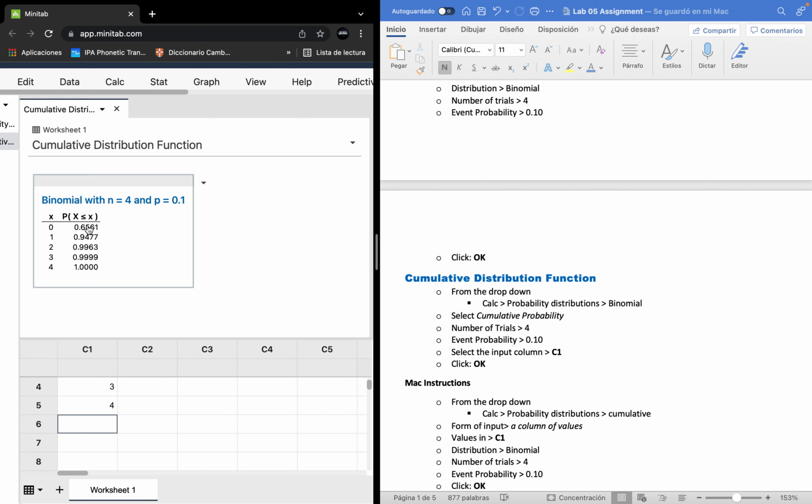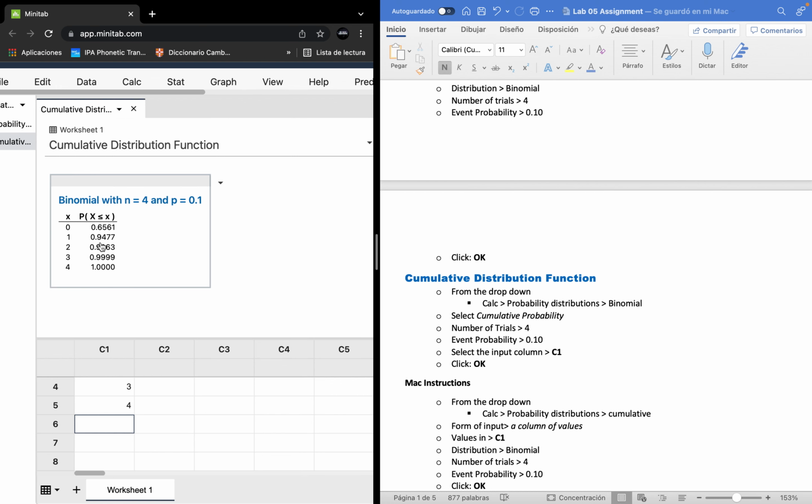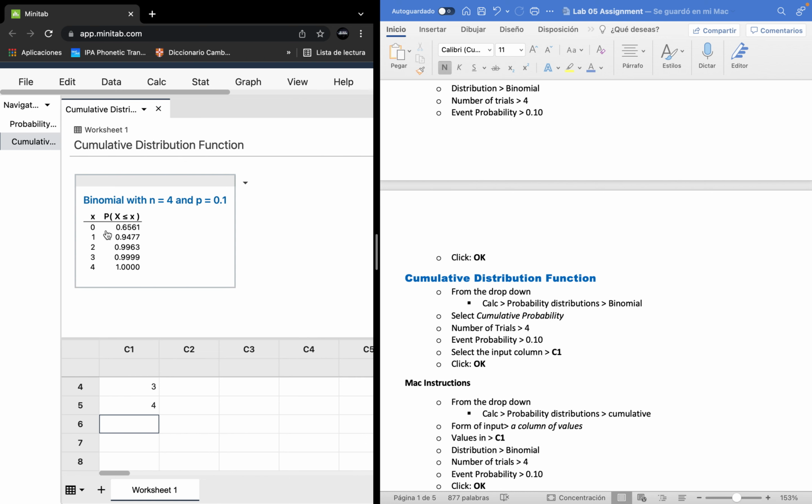We have another table. What is the difference between this table and the other one? For the other one, we had the probabilities for exactly 0 successes, exactly 1, exactly 2. This table gives you the probability for less than or equal number of successes. For example, what is the probability we observe 0 or fewer successes? Since we cannot have a negative number, the cumulative probability for 0 is going to be the same as the probability for exactly 0. You can compare that.